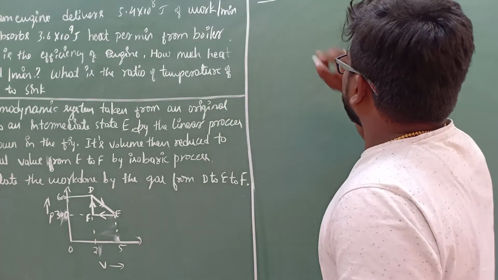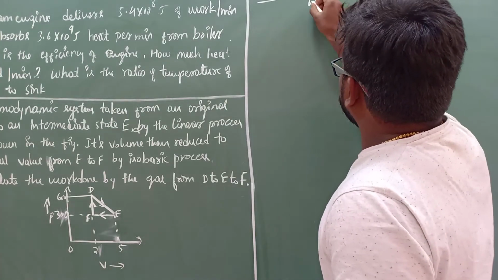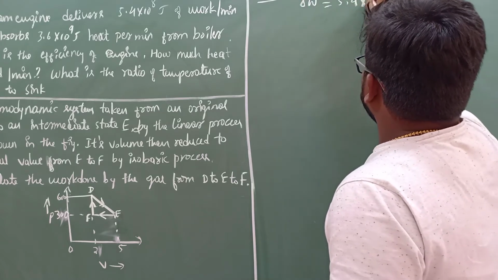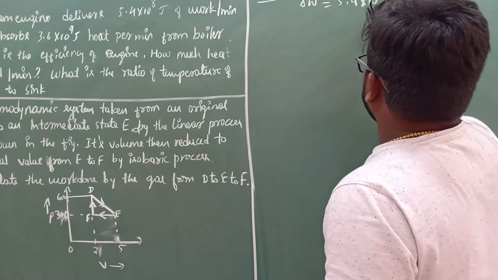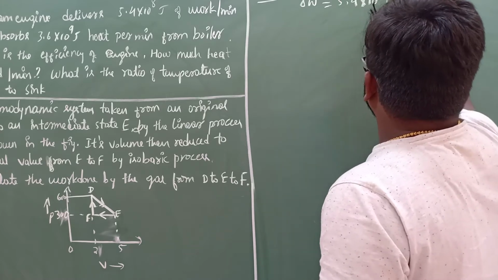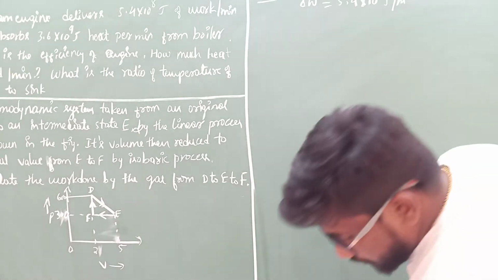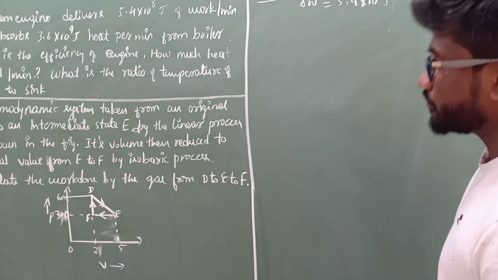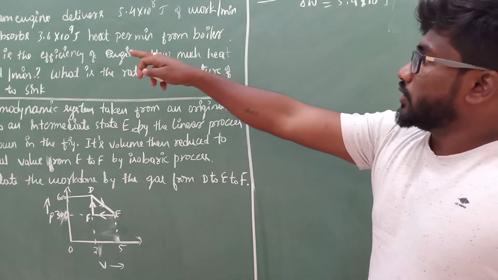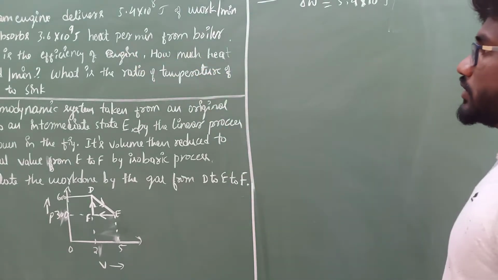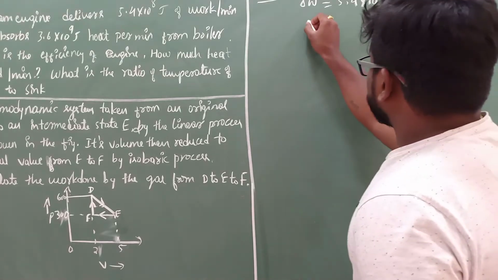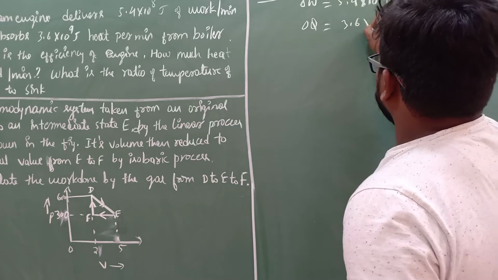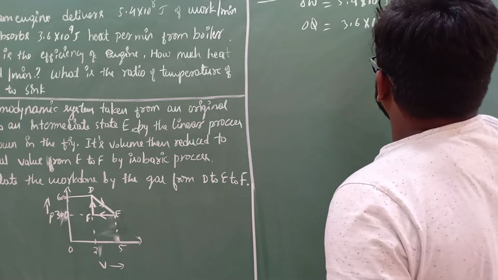The amount of work done is given. Work done per minute, delta W, is equal to 5.4 into 10 power 8 joule per minute. That is the amount of work done per minute. Next, it absorbs 3.6 into 10 power 9 joules of heat. Delta Q value is given as 3.6 into 10 power 9 joule.